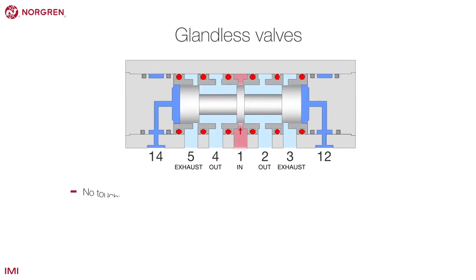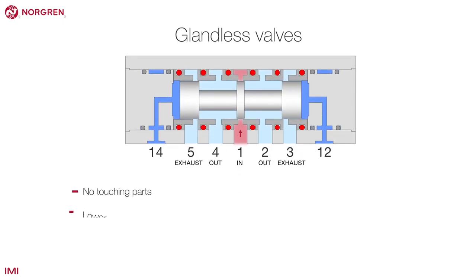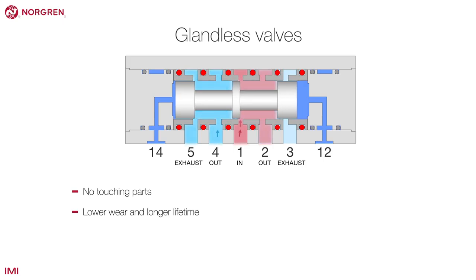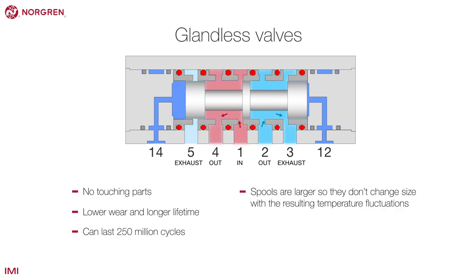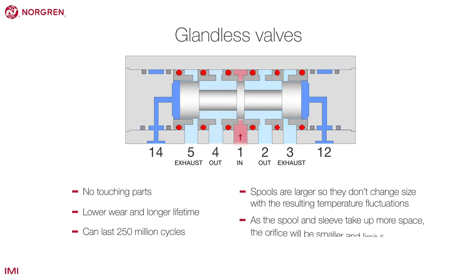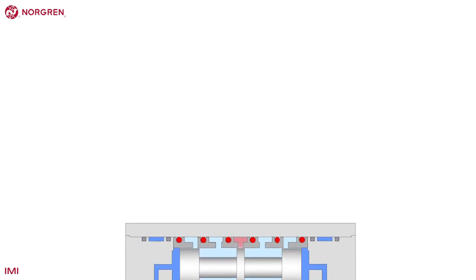Glandless valves have no touching parts, which means much lower wear and longer lifetime. Typically, a glandless valve can last 250 million cycles. Tight tolerances means the spools are larger so they don't change size with the resulting temperature fluctuations. As the spool and sleeve take up more space, the orifice will be smaller and limit flow.